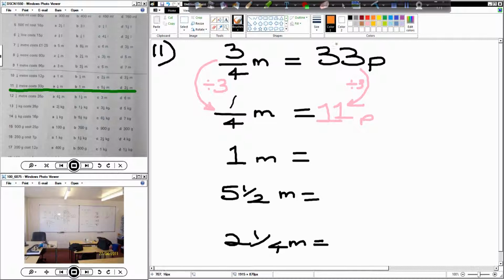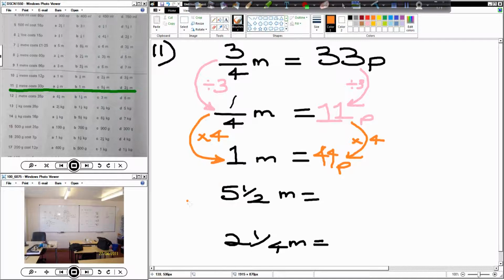Okay. We want to get to 1 meter. How do we get to 1 meter? You times the quarter meter value by 4 because there are 4 quarters in one whole. So what we do on the left, we do on the right. So 11 times by 4 is 44p. That's done.